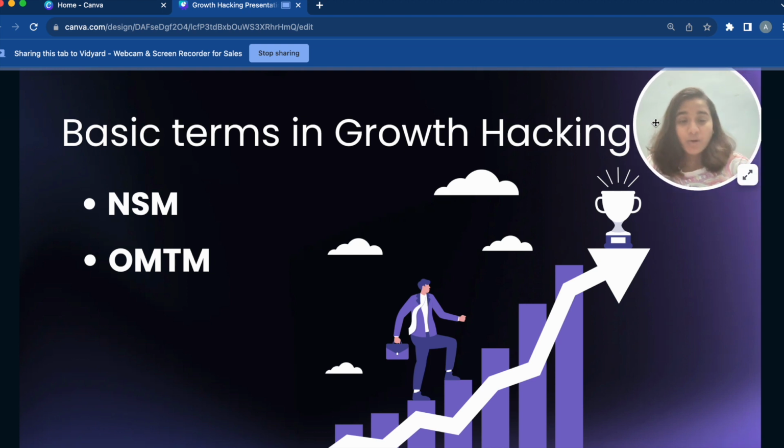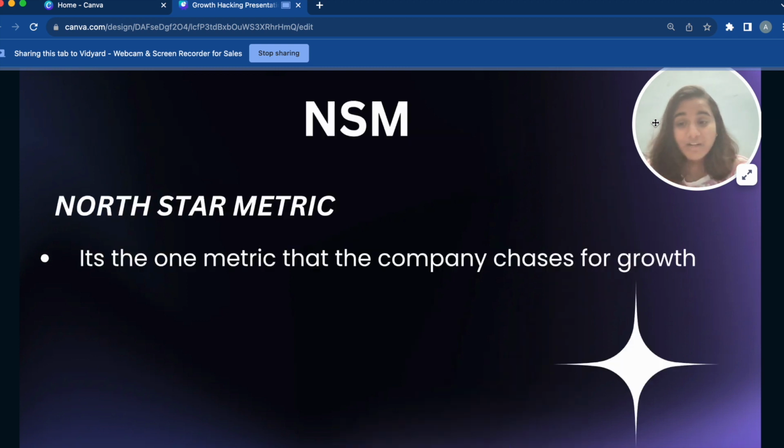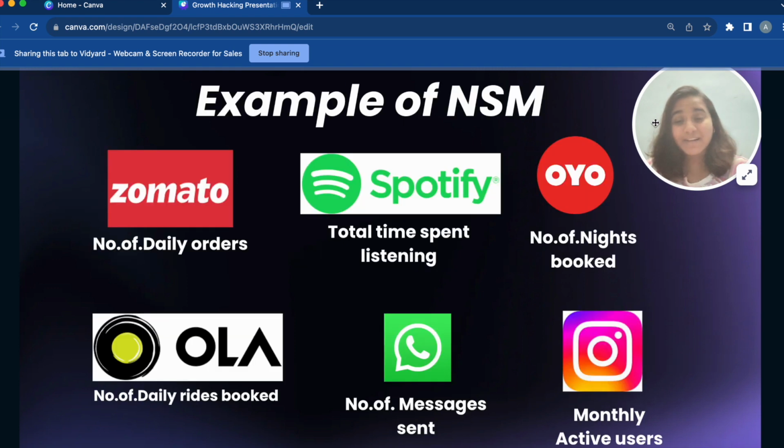Now let's try to understand two very basic terms used in growth hacking. One is NSM and the other is OMTM. So what is NSM? NSM is nothing but the North Star metric. It's that one metric that the company chases for growth. Now let's use examples to understand what NSM exactly is.